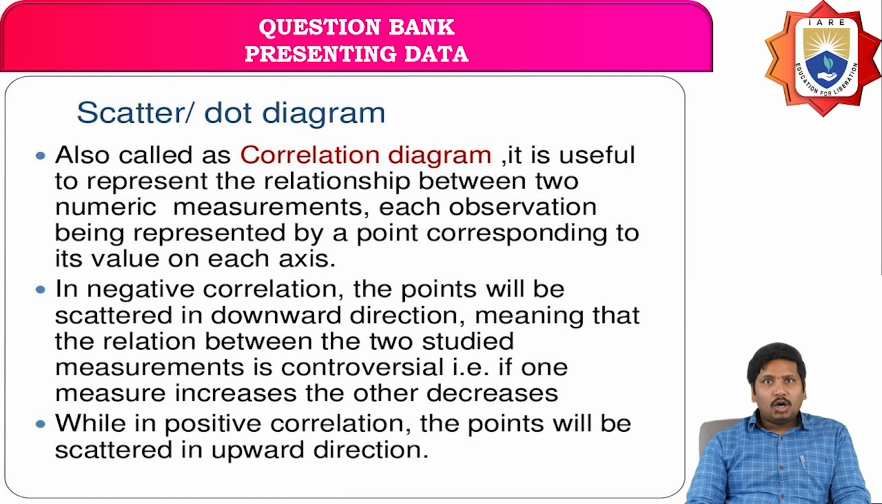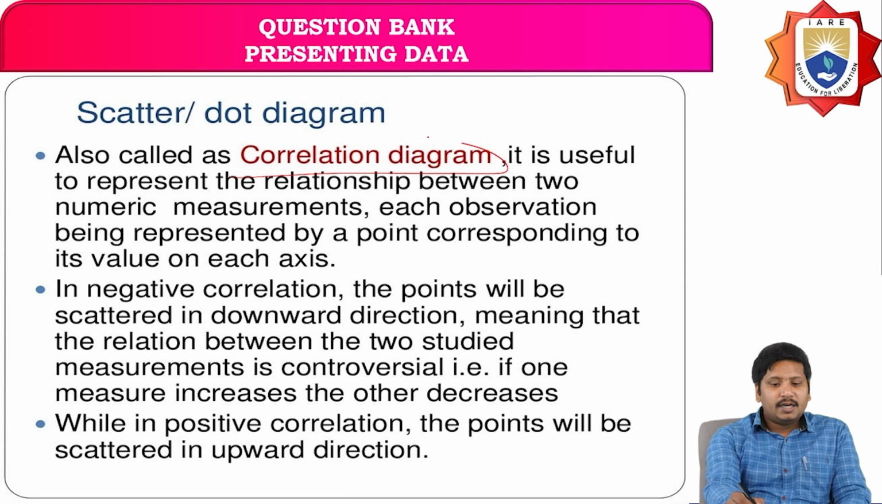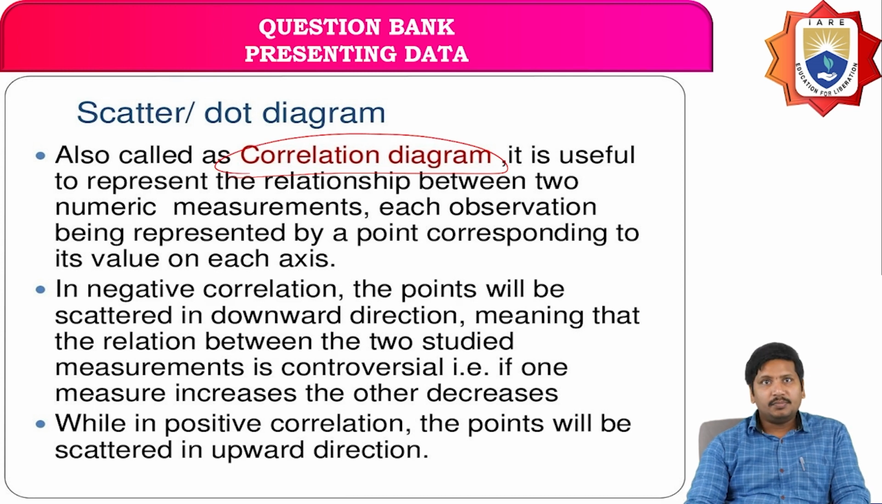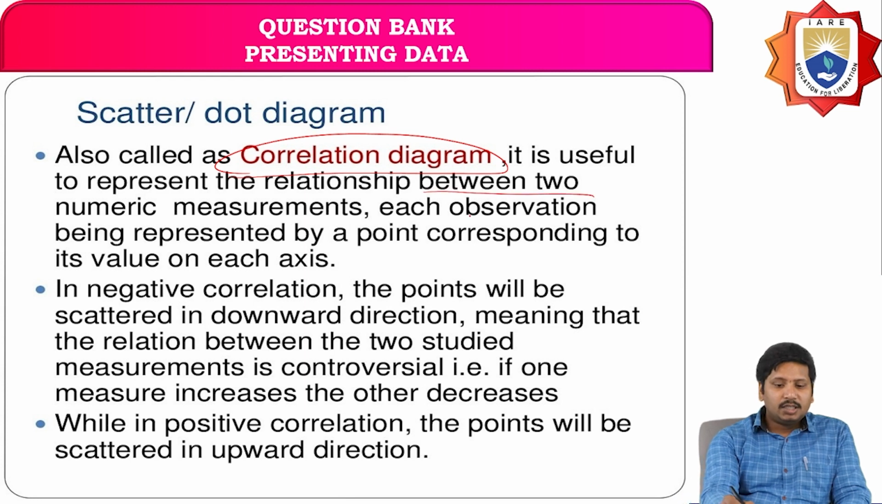And the scatter plot or dot diagram is also called a correlation diagram. Normally this is useful to represent the relationship between two numeric measurements, and each observation is represented by a point corresponding to its value on each axis. So the scatter diagram is also called a correlation diagram.